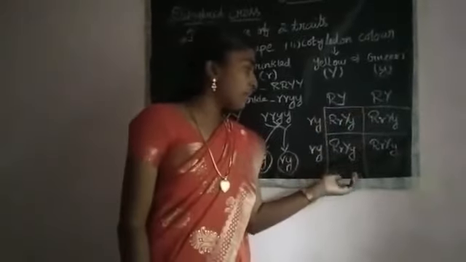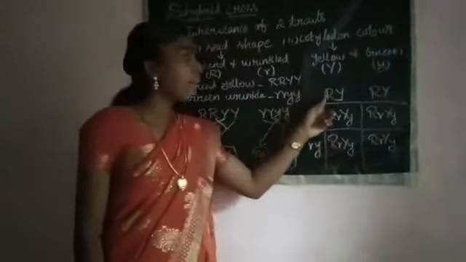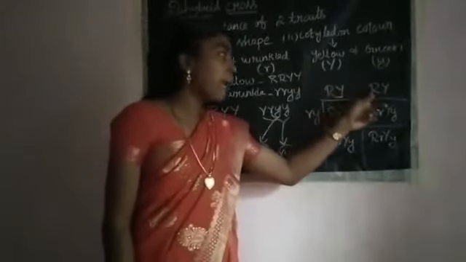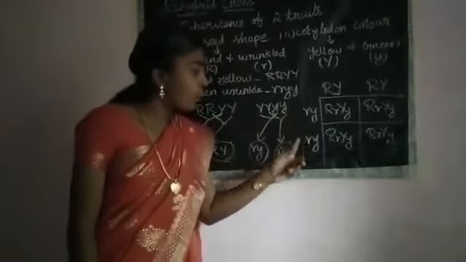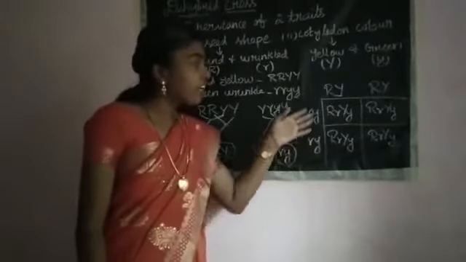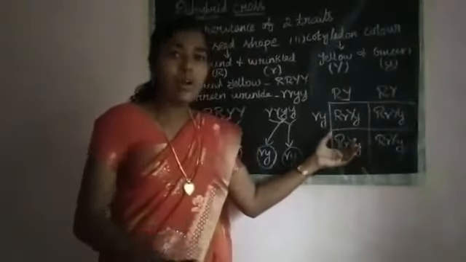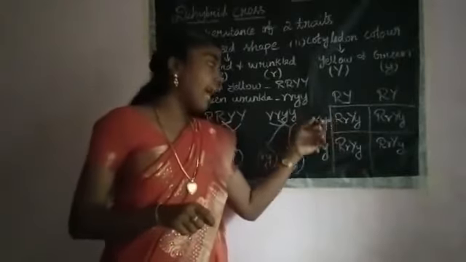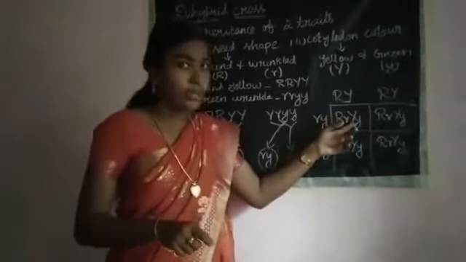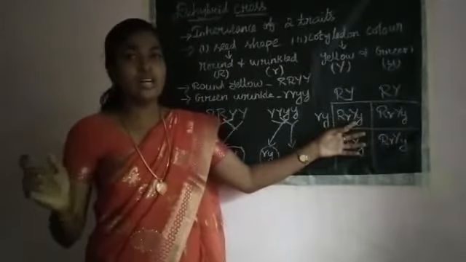In the Punnett square method, we draw two rows and two columns. Here capital R, capital Y, capital R, capital Y, then here small r, small y, small r, small y. When we cross this, all the offspring are round yellow. That is, they have the genotype of capital R and capital Y. So all round yellow genes are obtained.